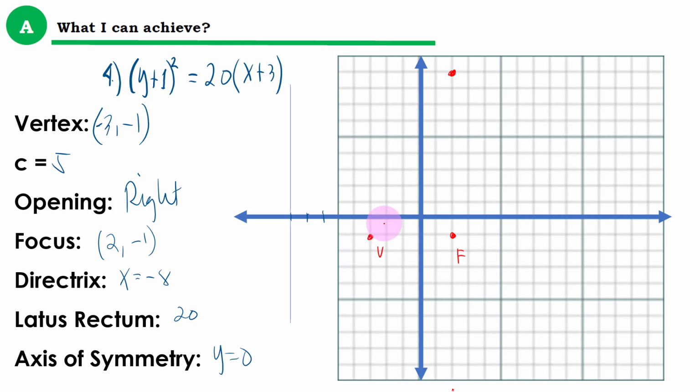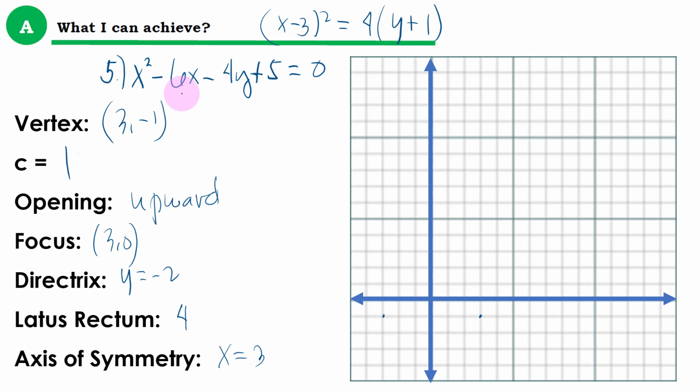Okay? And then, our axis of symmetry ay this one. Hindi siya y equals 0. Ang ating axis of symmetry ay y equals negative 1. Okay. So, ito yung ating axis of symmetry. Ang axis of symmetry, patamain natin lagi sa directrix. Okay? And then, pwede na tayo mag-trace ng curve. Okay, so this is the graph of y plus 1 quantity squared equals 20 times the quantity of x plus 3.